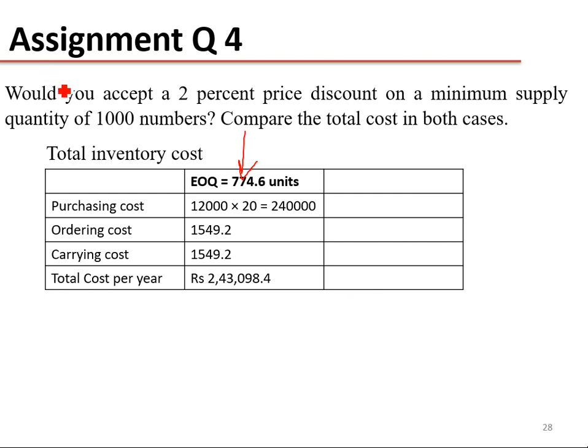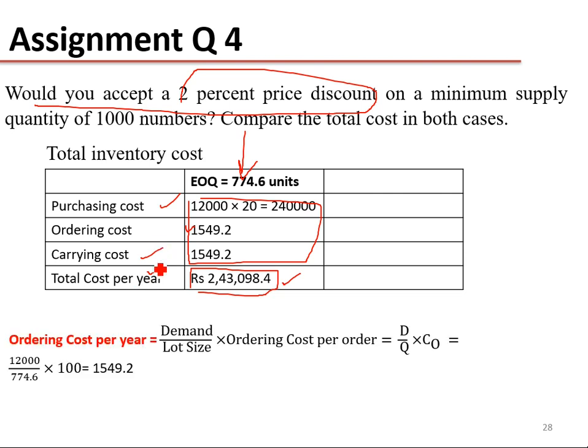Now we have calculated all the things previously in this table, and in the next table we are going to draw the conclusion based upon the 2% price discount. Purchasing cost we have calculated, ordering cost, carrying cost and total cost per year. We add up all the costs, and the total cost per year is 2,43,098.4 rupees.